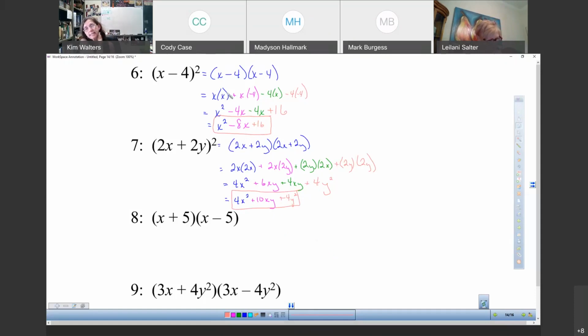Now, notice on 6 and 7, I was multiplying something by itself. On 8 and 9, I am not. So they look very similar, but they are not the same things, okay? But I don't need to rewrite anything. I'm still going to FOIL this. I'm still going to multiply them together, right? So questions about 6 and 7.